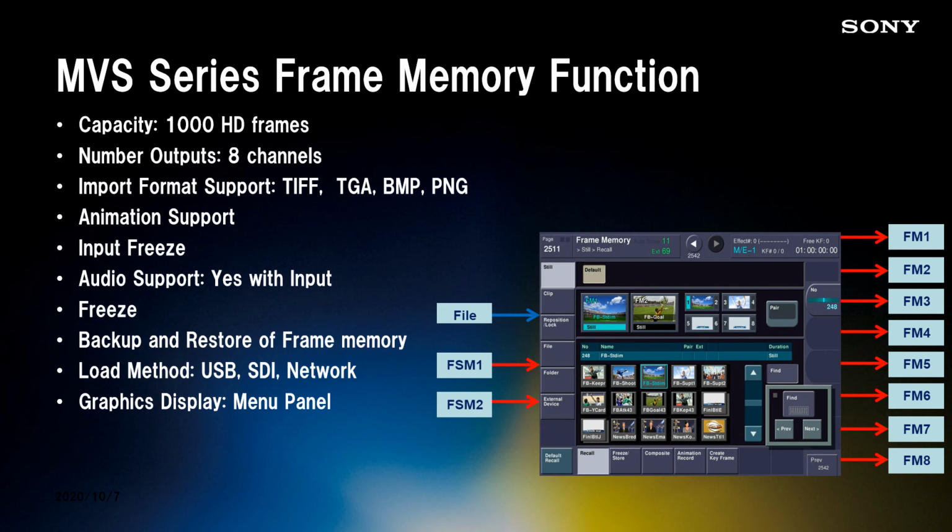Frame memory is also a very important function in production switcher. In MVS series, frame memory is a standard function, providing 8-channel frame memory for different formats, images, or clips. Up to 1000 frames can be loaded, and it also supports audio function. Configuration and graphic display can also be set on the menu panel, and the operation style is also easy to pick up.